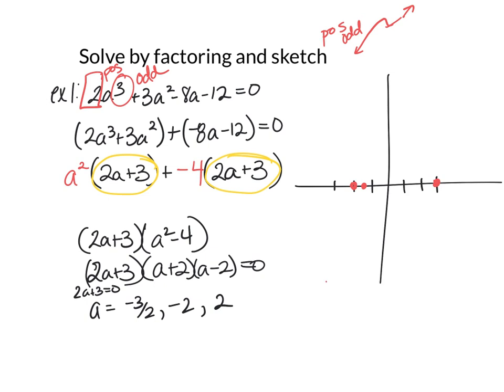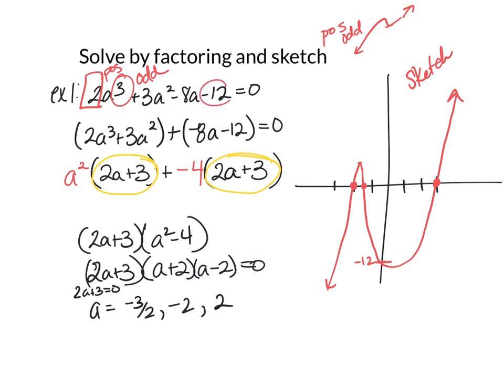So we're going to start low, and we're going to go through that first intercept. We're going to turn around and go through the next intercept, and then we're going to turn around and go through the last intercept. And that's my sketch. It's not perfectly accurate. I know that this number should be negative 12 because that's my y-intercept from up there. And that's enough.